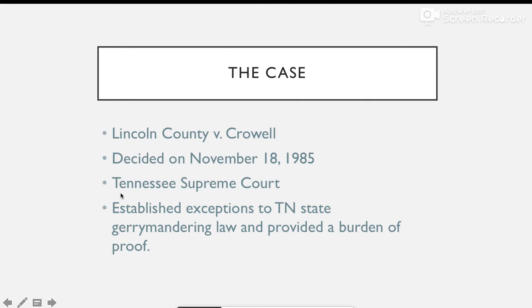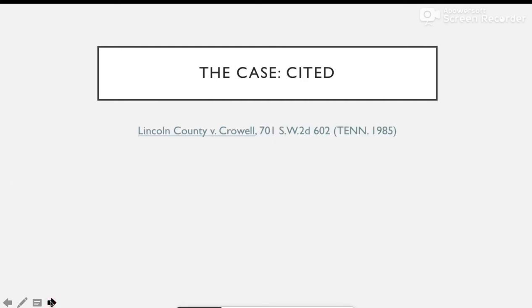All right, so the case I chose is Lincoln County v. Crowell. It was decided on November 18th, 1985. It went all the way to the Tennessee Supreme Court, and it established exemptions for Tennessee state gerrymandering law, and it provided a burden of proof in those cases. So this is the case. This is how it looks fully cited.